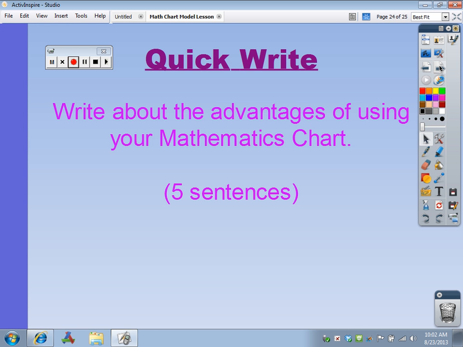After your activity, and in closing, please write 5 sentences about the advantage of using your math chart. I thank you for your attention today, and I hope you have a wonderful school year.